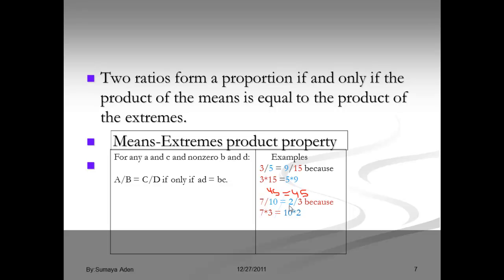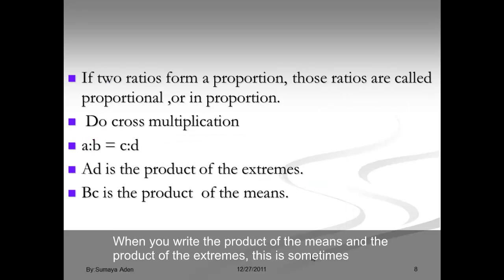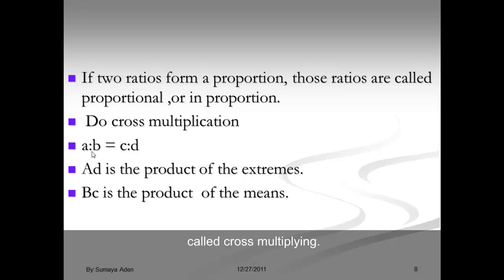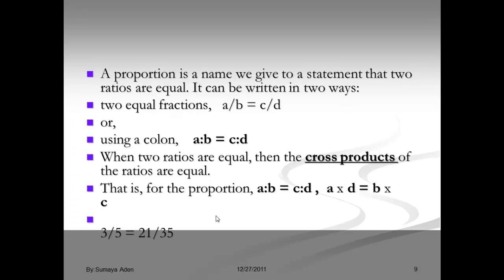7 over 10 does not equal 2 over 3 because 7 times 3 equals 21, and 10 times 2 equals 20. If two ratios form a proportion, those ratios are called proportional or in proportion. Cross multiplication. A to B equals C to D. AD is the product of the extremes, and BC is the product of the means.